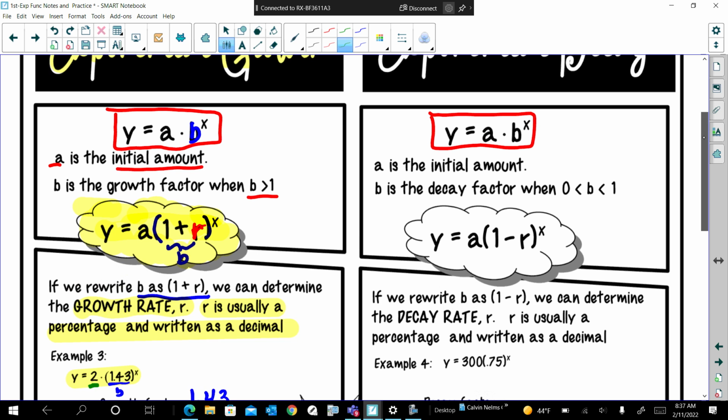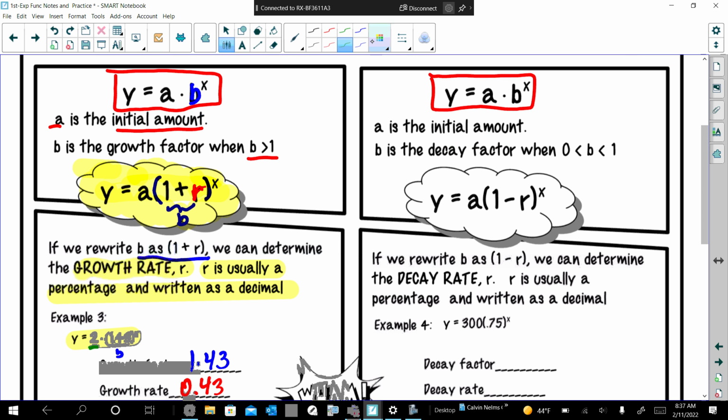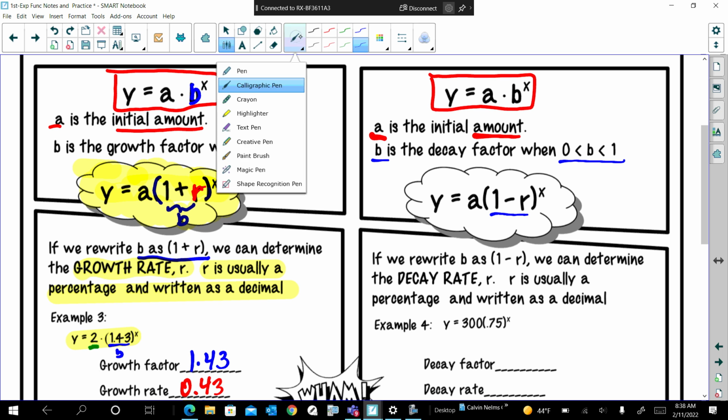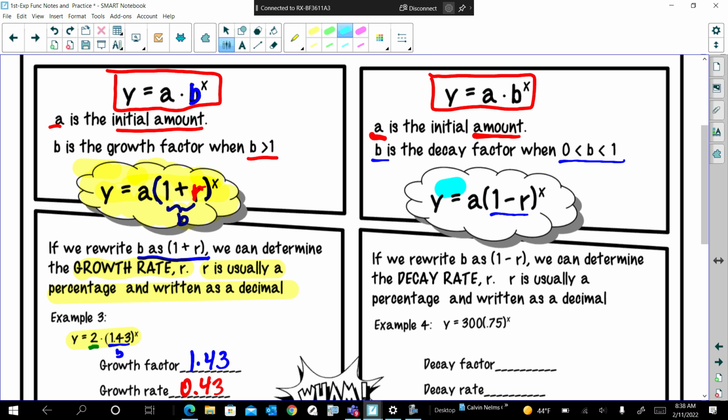If you look over here, everything is staying the same. We're going to have a as the initial amount, and when b is between 1 and 0, that would be a decay factor. So the difference right here, instead of 1 plus r, I'm doing 1 minus r. So for decay, and I'm going to make this blue, we're subtracting. For growth, we're adding. So b is now your 1 minus r.